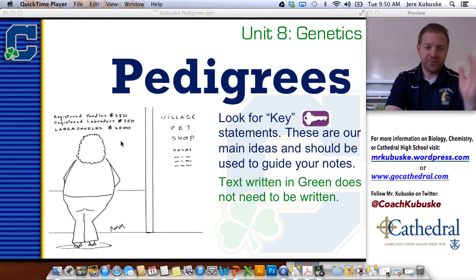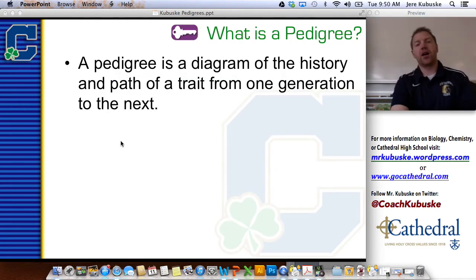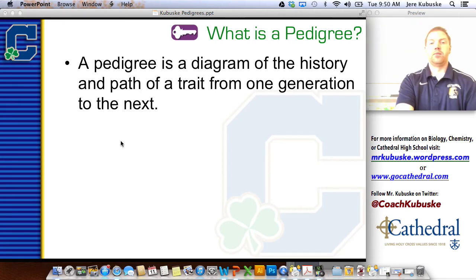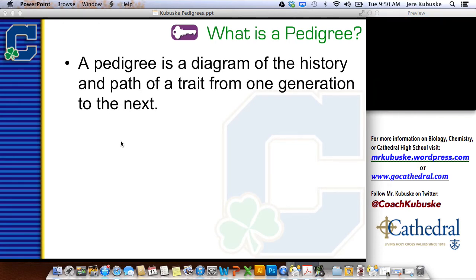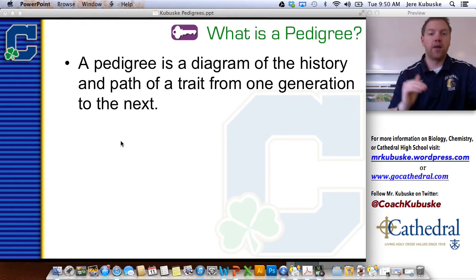Okay, anyway. So we're going to cover what pedigrees are, what they're used for, and then we're going to talk about how to actually make pedigrees using the symbols that are associated with pedigrees. Okay. So what is a pedigree? A pedigree is a diagram of the history and the path of a trait from one generation to the next. In other words, it's a family tree. We can watch the trait go from parent to offspring and so on and so forth.